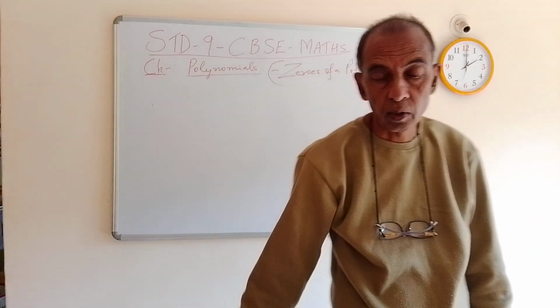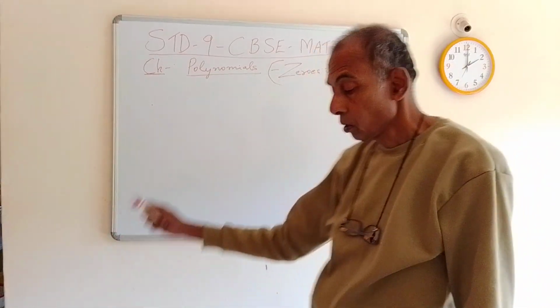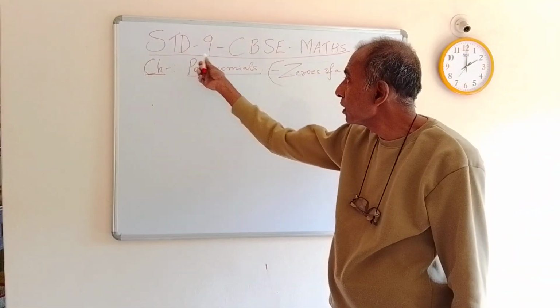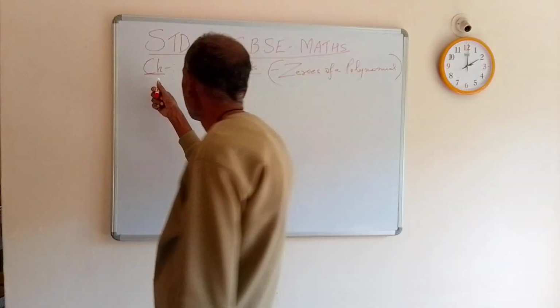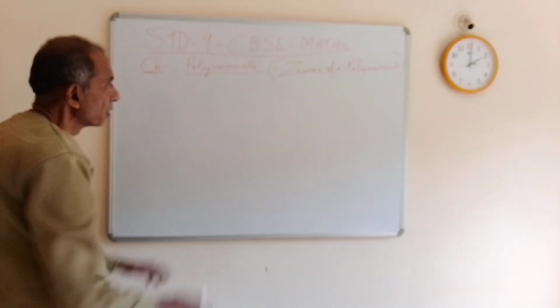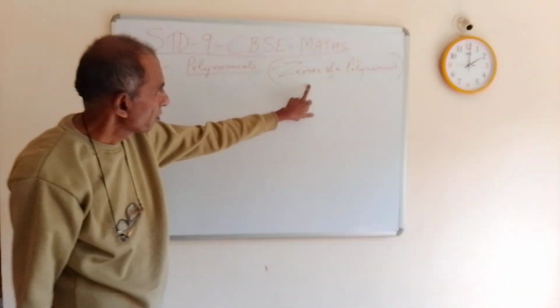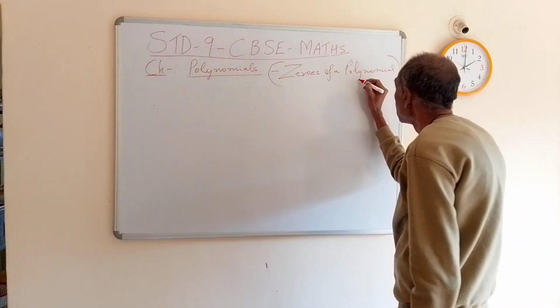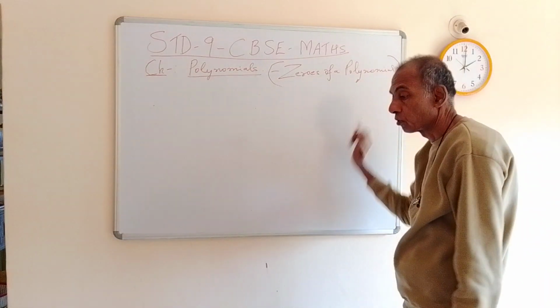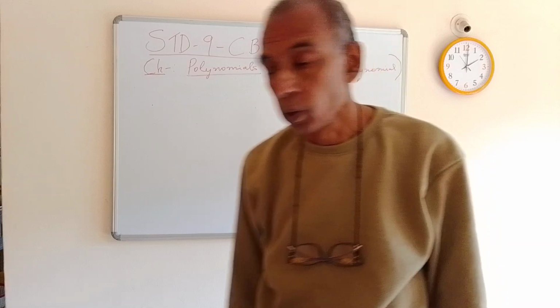Hi students, we are continuing Standard 9 CBSE Maths, and the chapter is Polynomials. Under Polynomials, we are into zeros of a polynomial. So we'll solve some more problems on this.